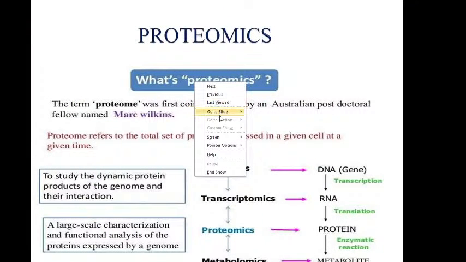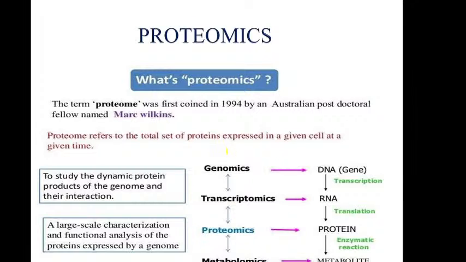So we have to start today's topic, which is on proteomics. What is proteomics, how it came into existence, what does it mean, and what are the things in proteomics. We have to cover all these things. The term proteome was first coined in 1994 by an Australian postdoc fellow, Mark Wilkins. So this term, proteomics, came into existence in 1994.